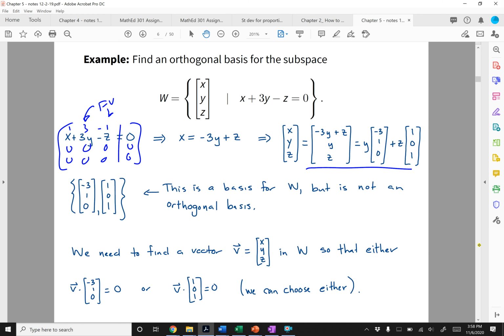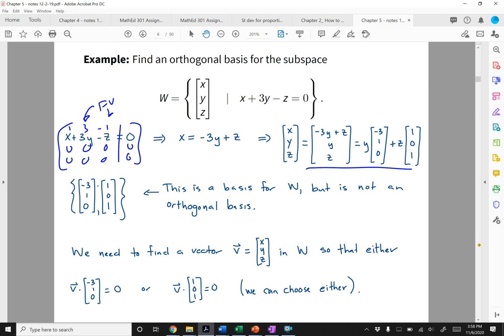Both of these will be vectors in this plane, but they are not orthogonal necessarily. We can check and make sure. So are they orthogonal? -3 times 1, we get -3, and 0, and 0. So adding all that up, we still get -3. So they're not orthogonal. So how are we going to do that?